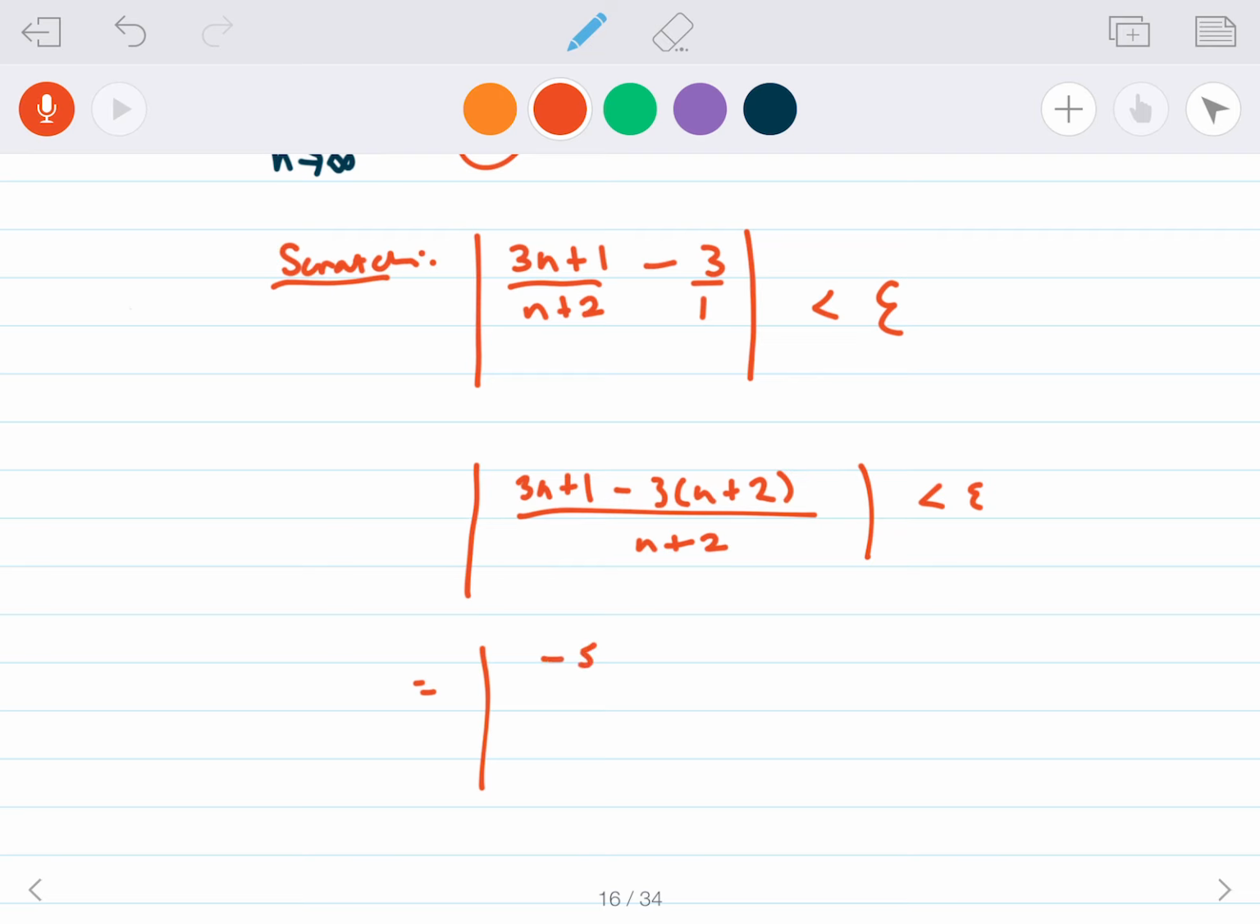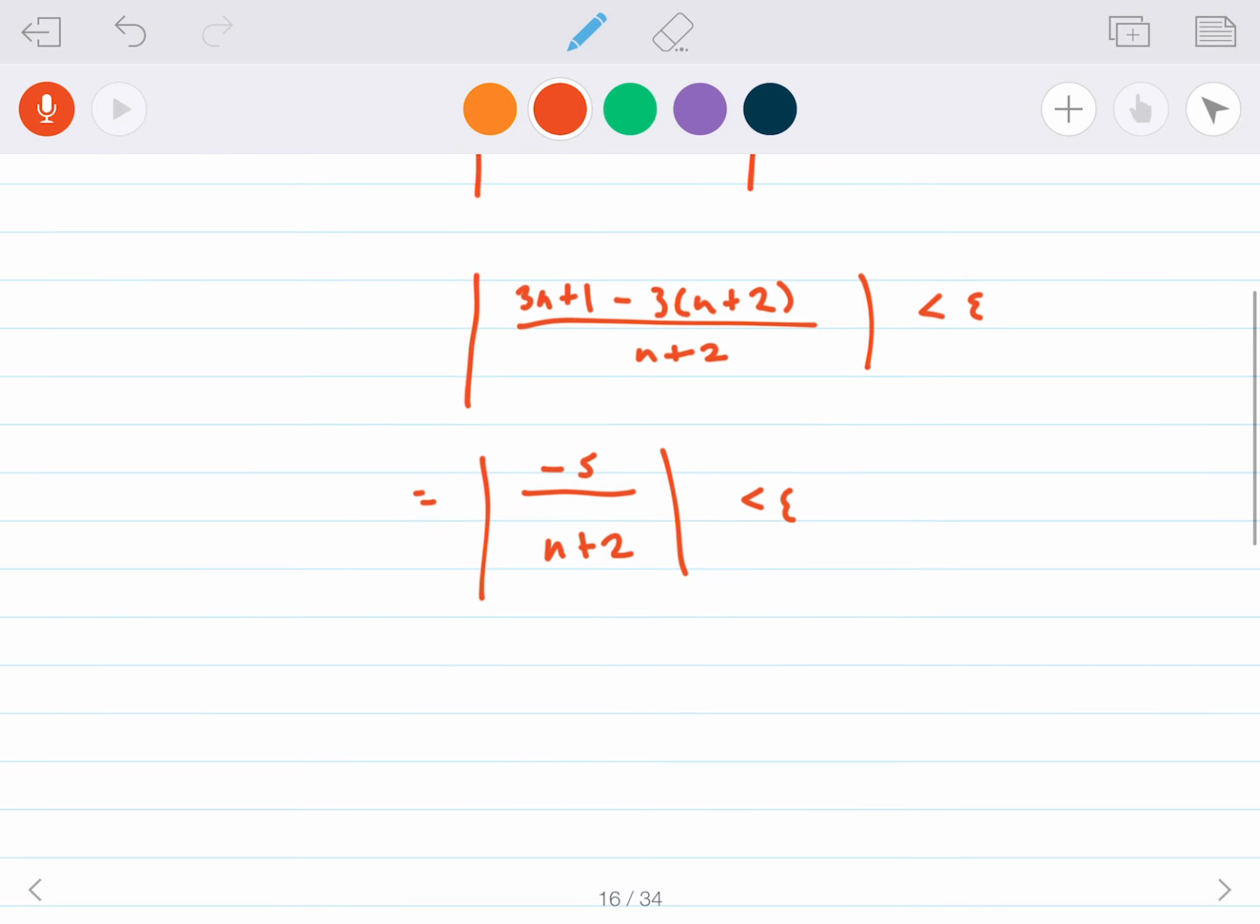I'm looking at my... I can't do arithmetic very well these days, so I'm looking at my notes. I'm like, wait, why is it negative 5? Oh, it's because 1 and negative 6 makes negative 5 and not 1. I was confusing myself. Okay, so that simplifies to that.